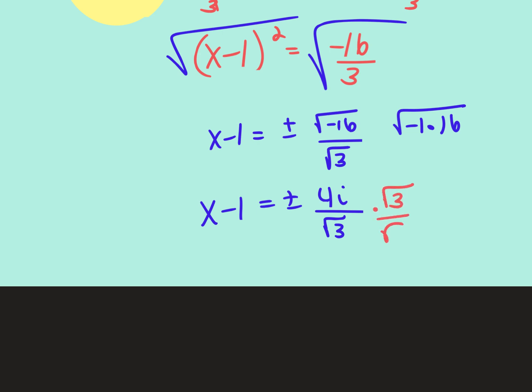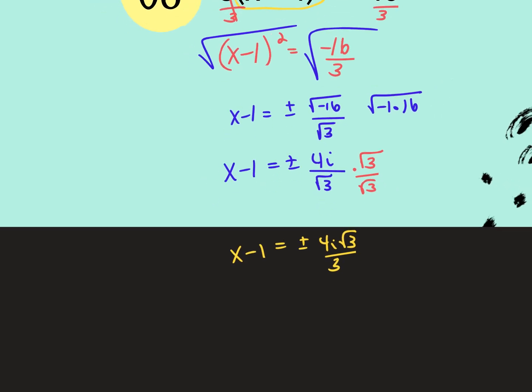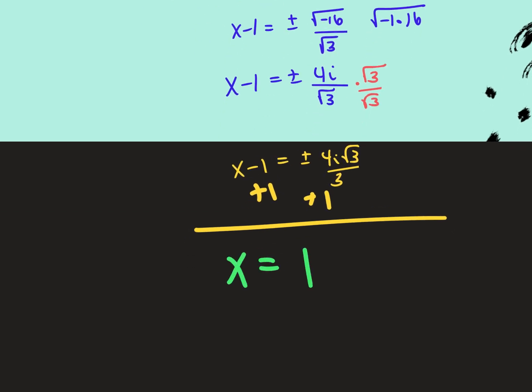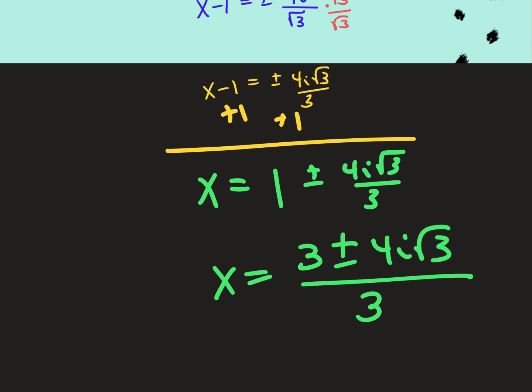I'm going to rationalize top and bottom by square root of 3. So I have x minus 1 equals plus or minus 4i square root of 3 over 3, correct? And then my last step, add the 1. So when I write my answer, ladies and gents, I have x equals the whole number 1 plus or minus 4i square root of 3 over 3. My entire numerator is not over 3. You could write it, if you wanted to, as 3 plus or minus 4i root 3 over 3, couldn't you? If you wanted to write it over the same denominator, how would you make 1 whole into thirds? 3 over 3. But you don't have to. You could leave it just like this.